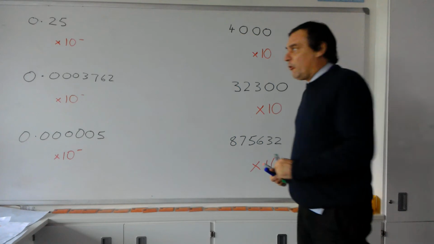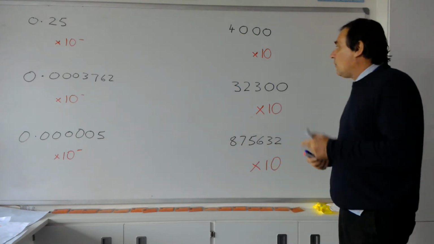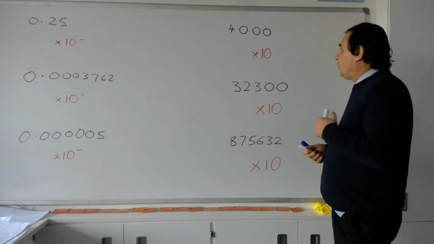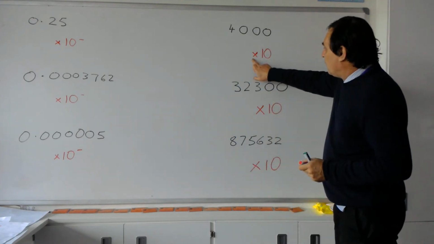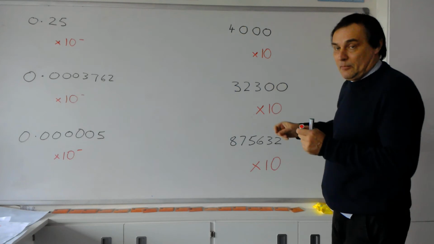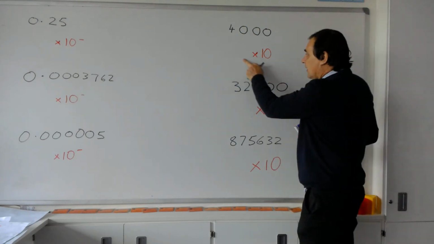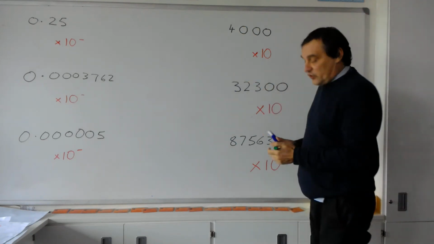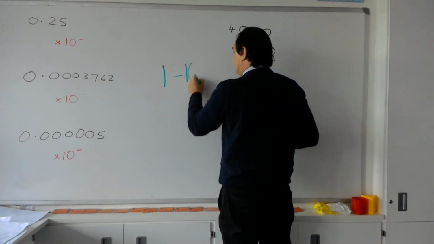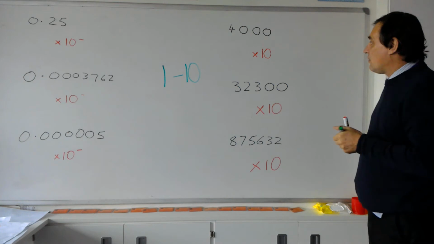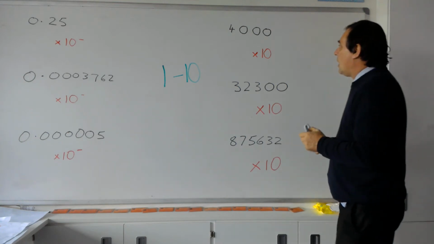Now, standard form is all about how many multiples of 10 are linked with a number. So when we write standard form, we always write times 10 to the something. The number here is always going to be a number between 1 and 10. So we've got to work that out.